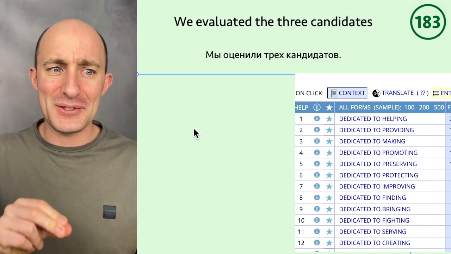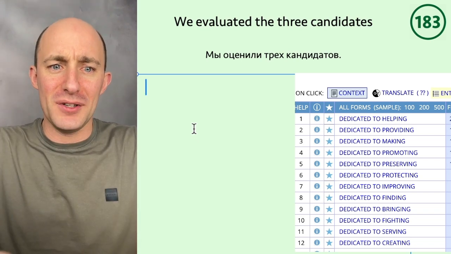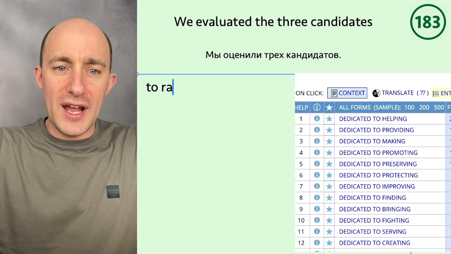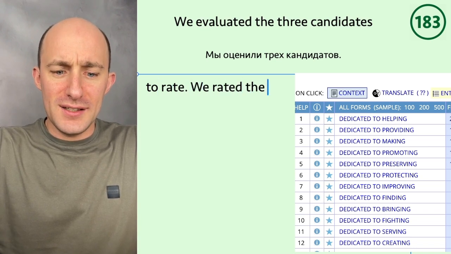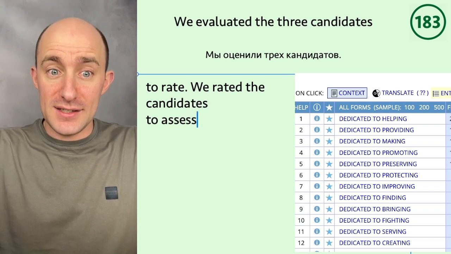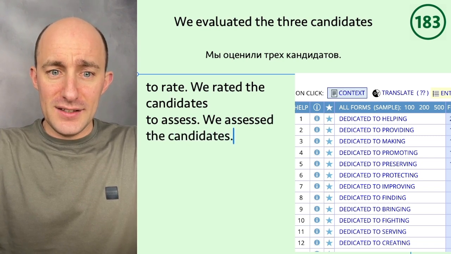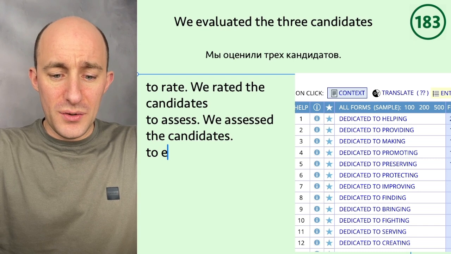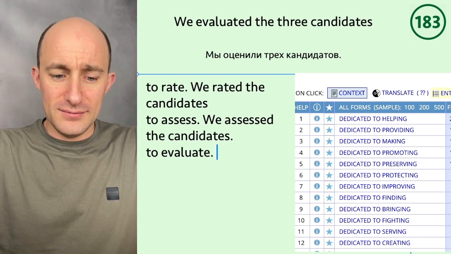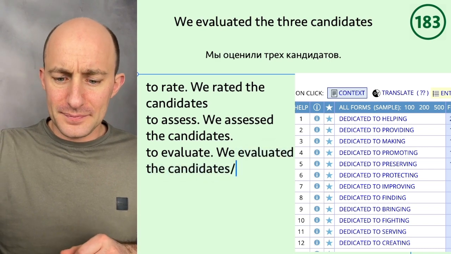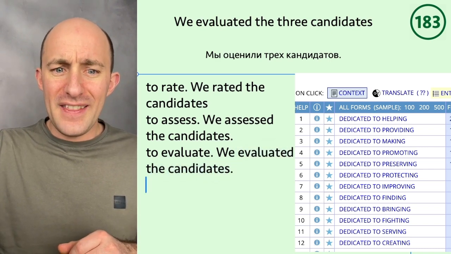So, three words that may help us with оценить. There's to rate. We rated the candidates. There is to assess. We assessed the candidates. And to evaluate, we evaluated the candidates. And they're a little bit different.